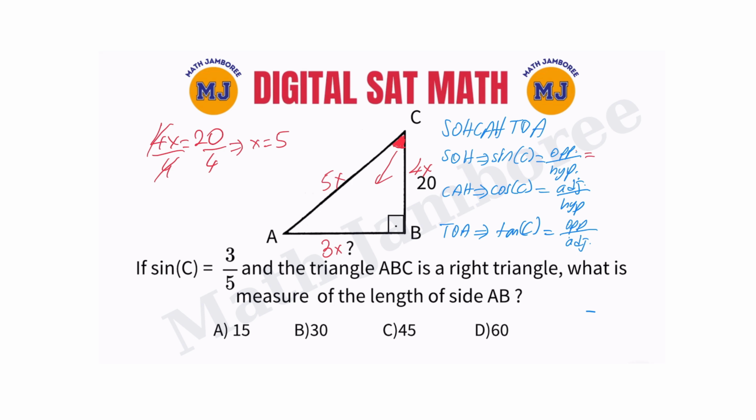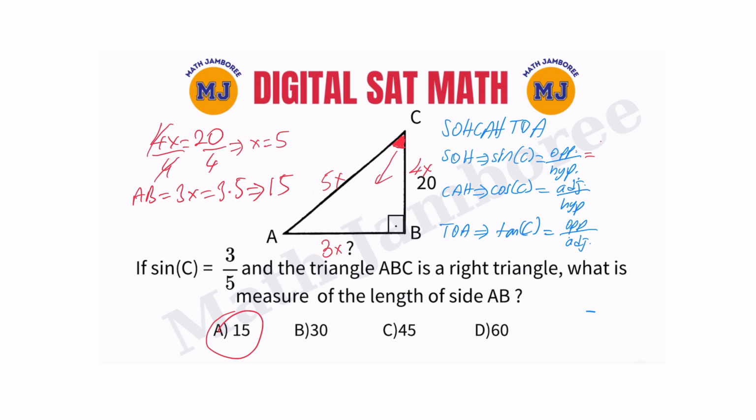What we're looking for is the side AB, which is 3x. We multiply 3 by 5, and then we get 15.